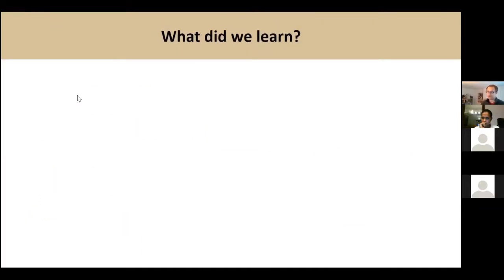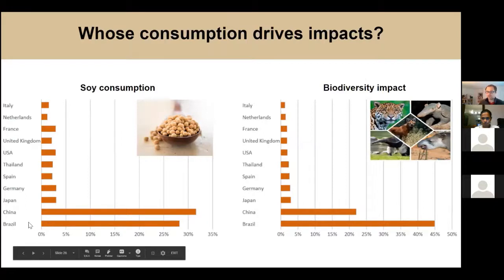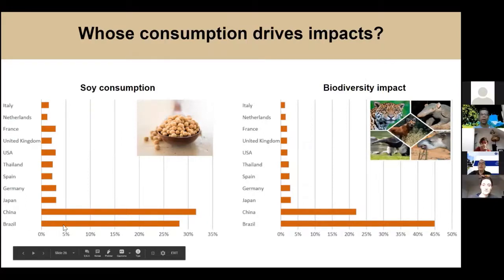So what do we learn? We learned these four things actually. First of all, whose consumption drives the impacts? We can look at the soy consumption. So this is soy consumed by our top 10 countries, and you can see that, maybe as you would expect, Brazil consumes a lot of its own soy.